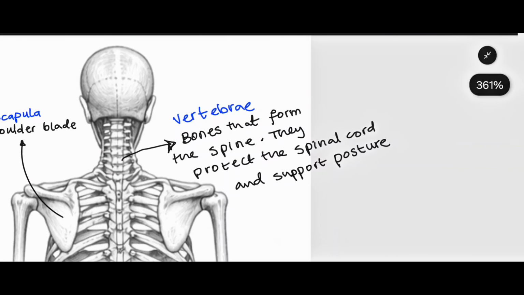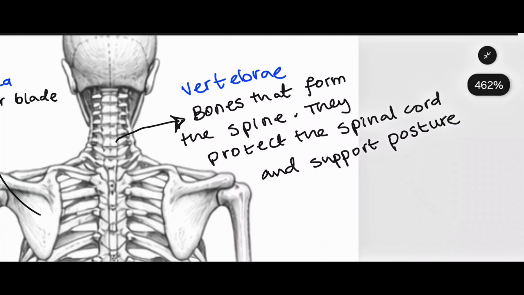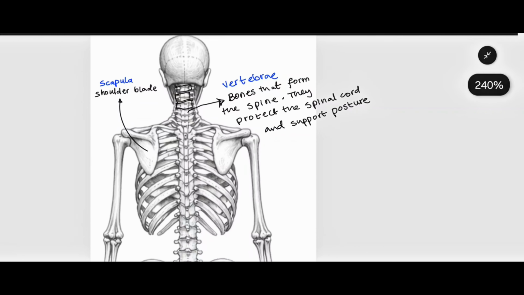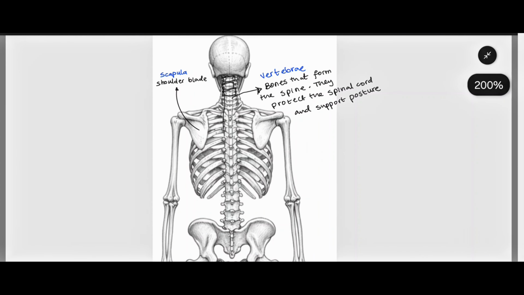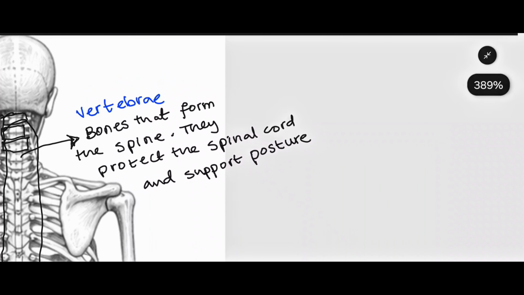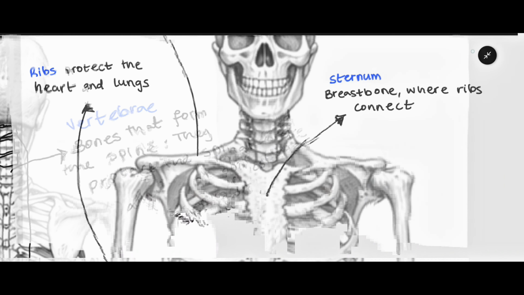Next, you have vertebrae. Vertebrae are these individual bones that stack up to make your spine. So this massive long structure right here is your spine, and it's made up of individual vertebrae. Basically, vertebrae are just the bones that form the spine, and they're really important because they protect the spinal cord and they support your posture.